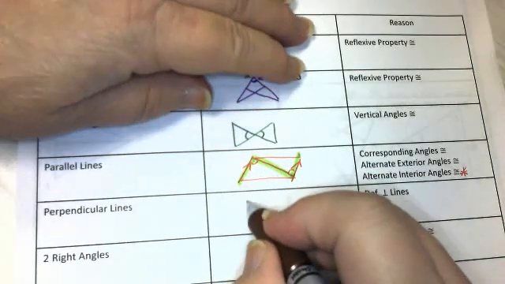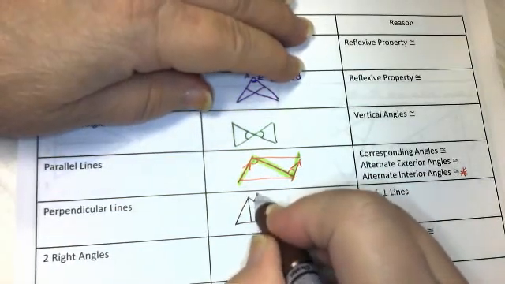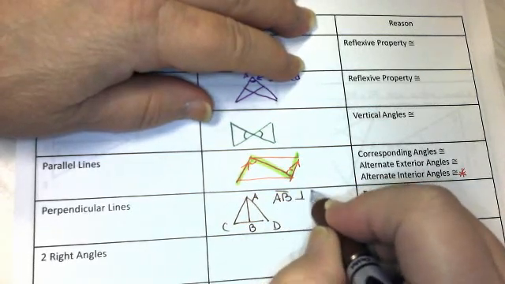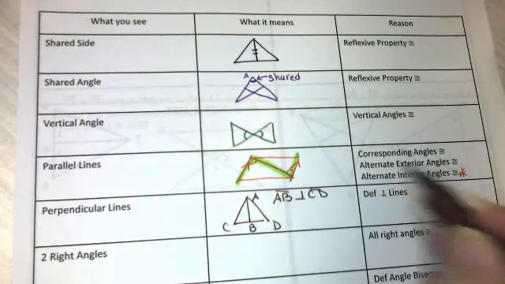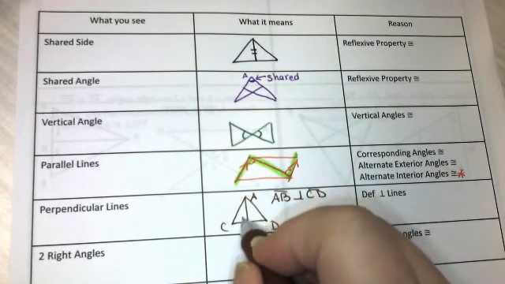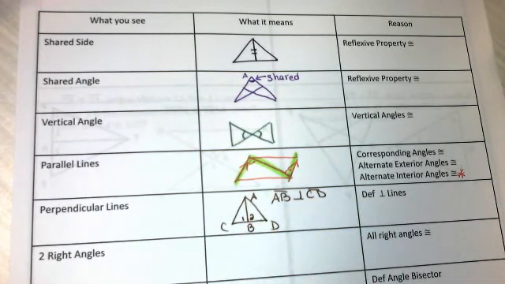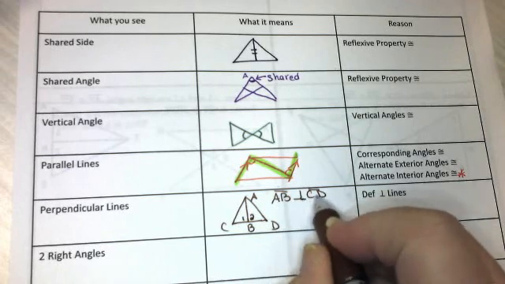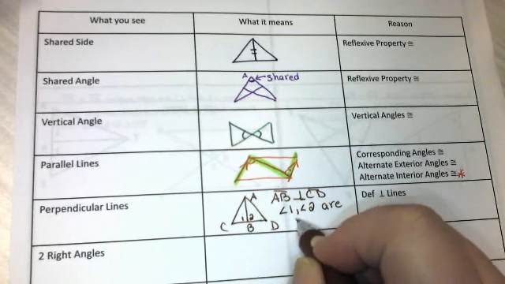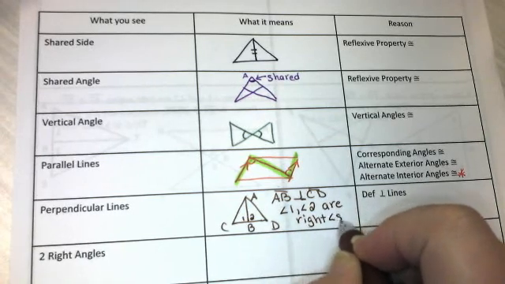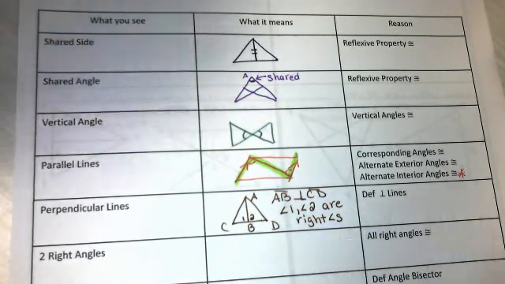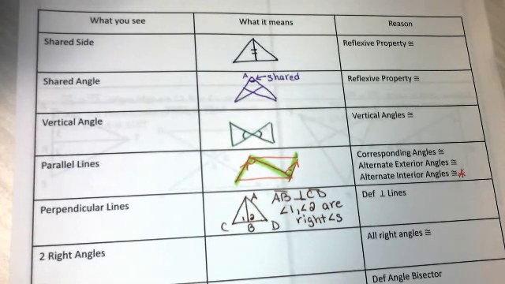Perpendicular lines. If I tell you that AB is perpendicular to CD, it's very important that you follow the definition. The definition of perpendicular lines says two lines are perpendicular, they form right angles. So from this information, you could say that angle 1 and angle 2 are right angles. That's the definition of perpendicular lines. And you have to go in specific order.